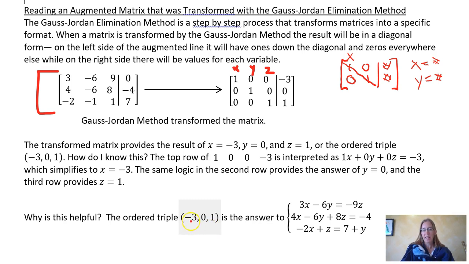So if I were to take negative 3, substitute it in for x, take 0, substitute it in for y, and 1 in for z, I would find the first equation is true with that ordered triple. I'd find the second equation is true with that ordered triple, and the third equation is true with that ordered triple. So the augmented matrix that's created with the Gauss-Jordan method, that you either do by hand, which I don't recommend, or with an app, tells us the answer for the system of equations.